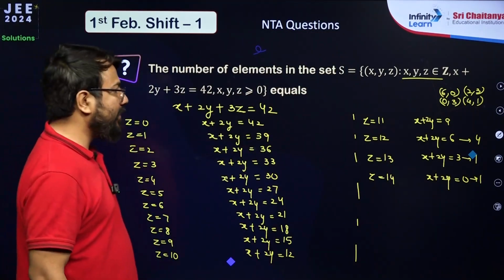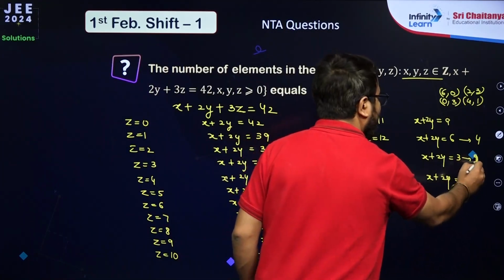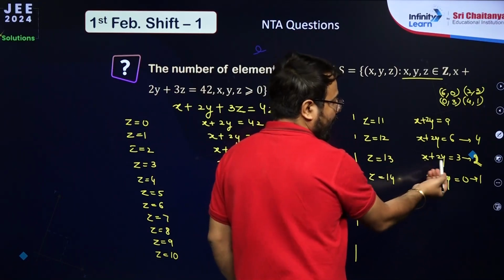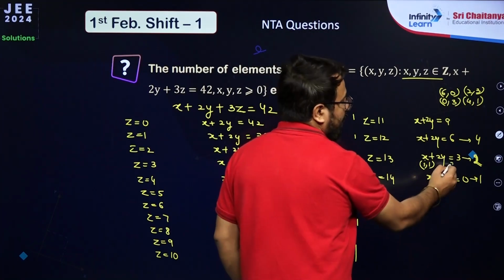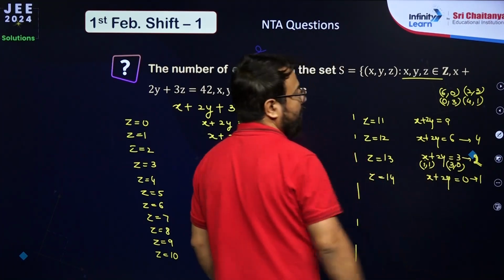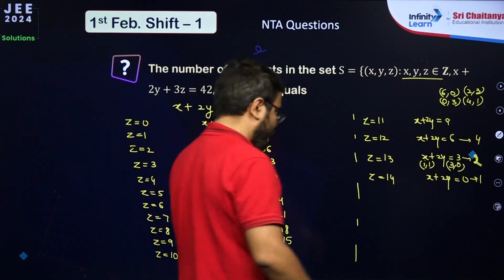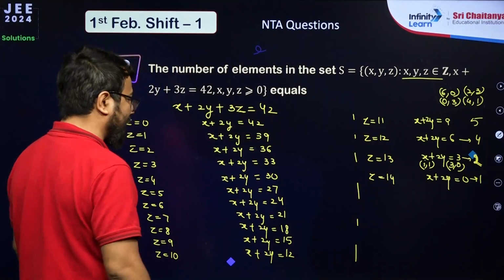Okay. And here we have one solution. We have 2 solutions. Let me tell you why. One is 0 comma 0. Sorry, 1 comma 1. Other is 3 comma 0. So 1 comma 1 and 3 comma 0. So these are the 2 solutions. Okay. So basically here I have 5. Okay. Accordingly you can get that.